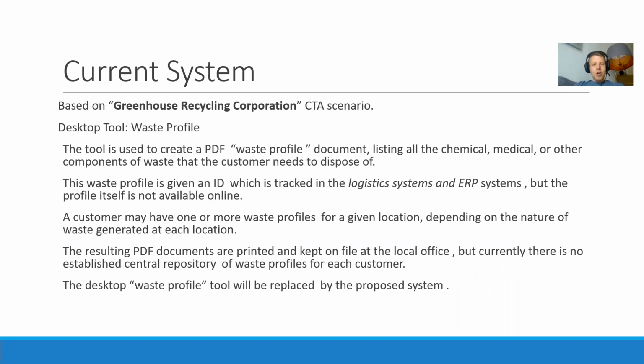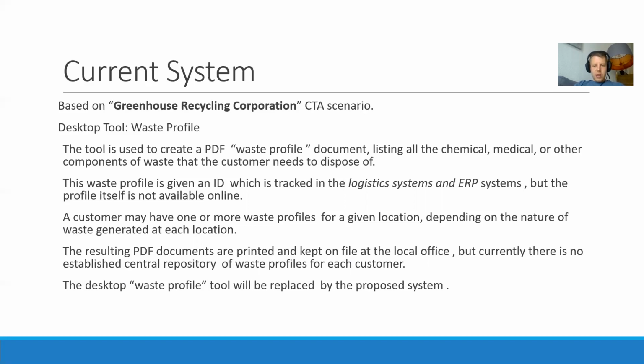The Greenhouse Recycling Corporation has a tool currently. This is the waste profile tool. The tool is used to create a PDF waste profile document, listing all chemical, medical, or other components of waste that the customer needs to dispose of. This waste profile is given an ID, which is tracked in the logistics system and ERP systems, but the profile itself is not available online. A customer may have one or more waste profiles for a given location, depending on the nature of waste generated at each location.